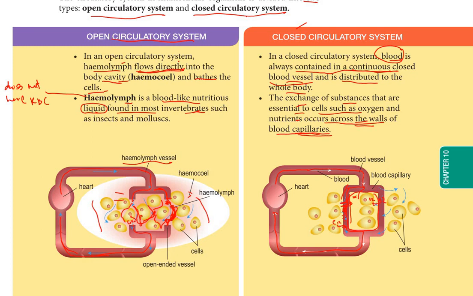But for the open one, it's directly from the hemolymph. Hemolymph will carry the oxygen and directly send the oxygen to the cell. But for the closed, the blood carries the oxygen, but the oxygen will not diffuse directly from the blood. It must diffuse first from the walls of the blood capillaries. So that is the difference between open and closed circulatory systems.